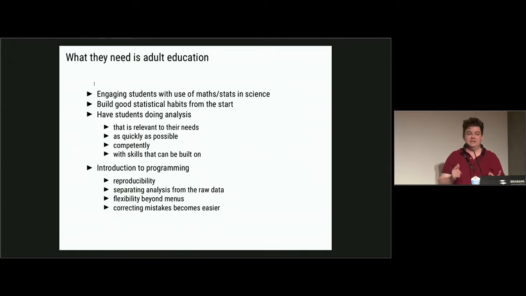So we need to engage these students because nobody signs up to a science degree because they want to be a statistician. We have a separate degree for that. But we want to build good statistical habits for these science students so that they become good scientists. So we need to teach them how to do analysis that's relevant to their needs as quickly as possible, that they can do well with skills that they can build on. So this means we do have to use a computer, and we're using R to do that so that we can sort of stop them getting bad habits before they start.